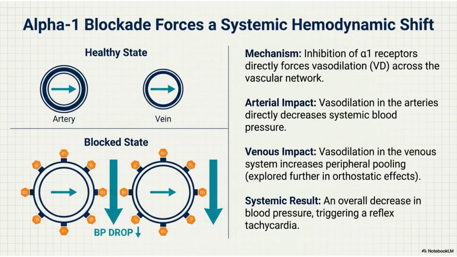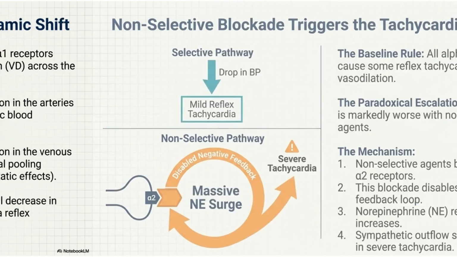Alpha-1 blockade forces a systemic hemodynamic shift. The inhibition of alpha-1 receptors causes vasodilation in both arteries and veins. This leads to a drop in blood pressure and an increase in peripheral pooling, which triggers reflex tachycardia.